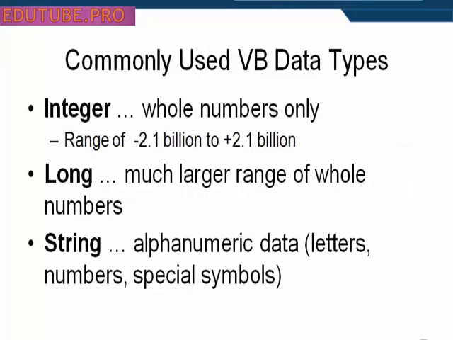Some commonly used Visual Basic data types. The integer data type. This is a whole number, and it has a range of -2.1 billion to +2.1 billion. So an integer is a very generous range of numbers if you're trying to represent a number that does not require a decimal. For example, a person's age, presumably expressed as a whole number, might be a good candidate for an integer data type.